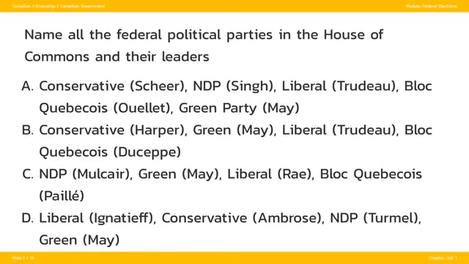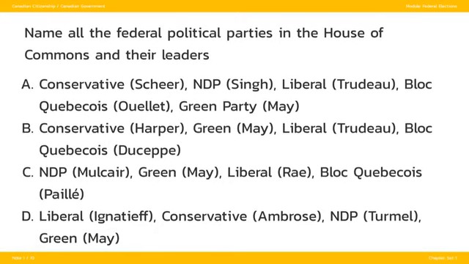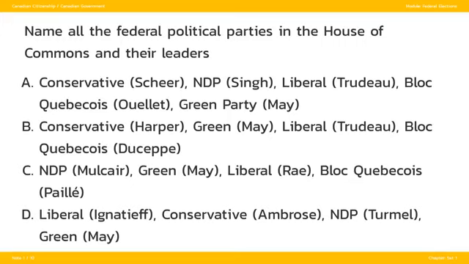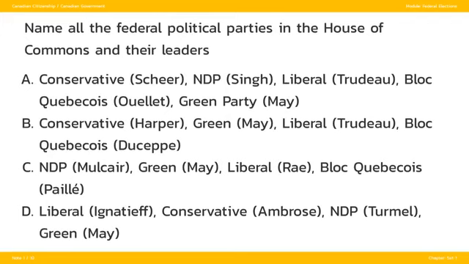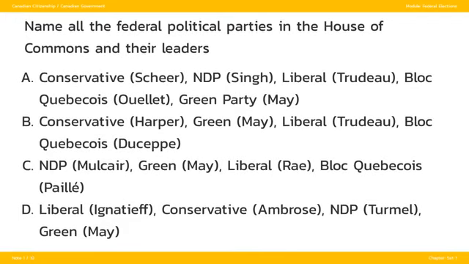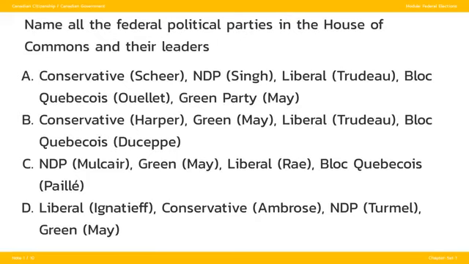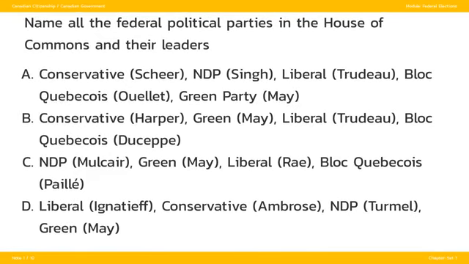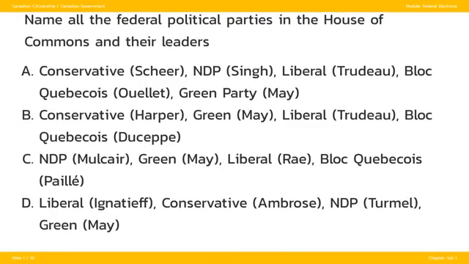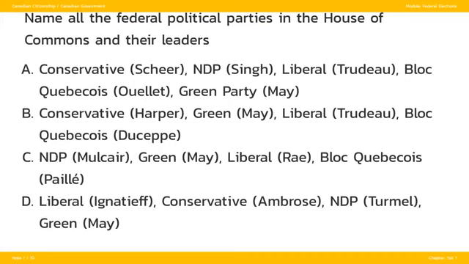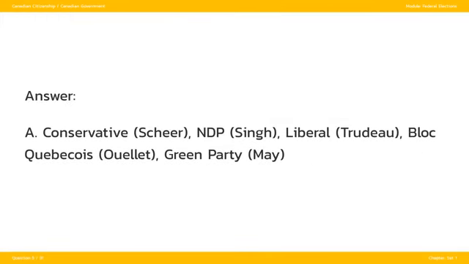Name all the federal political parties in the House of Commons and their leaders. A. Conservative, Scheer, NDP, Singh, Liberal, Trudeau, Bloc Québécois, Ouellet, Green Party, May. B. Conservative, Harper, Green, May, Liberal, Trudeau, Bloc Québécois, Duceppe. C. NDP, Mulcair, Green, May, Liberal, Ray, Bloc Québécois, Pi. D. Liberal, Ignatieff, Conservative, Ambrose, NDP, Turmel, Green, May. The answer is A. Conservative, Scheer, NDP, Singh, Liberal, Trudeau, Bloc Québécois, Ouellet, Green Party, May.